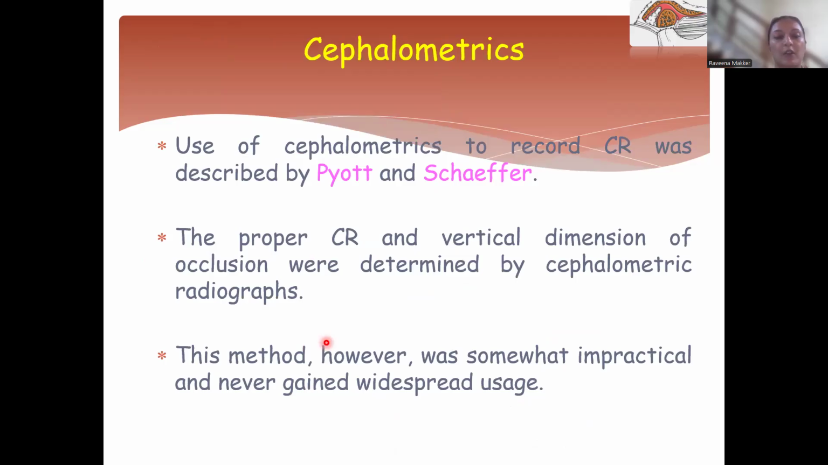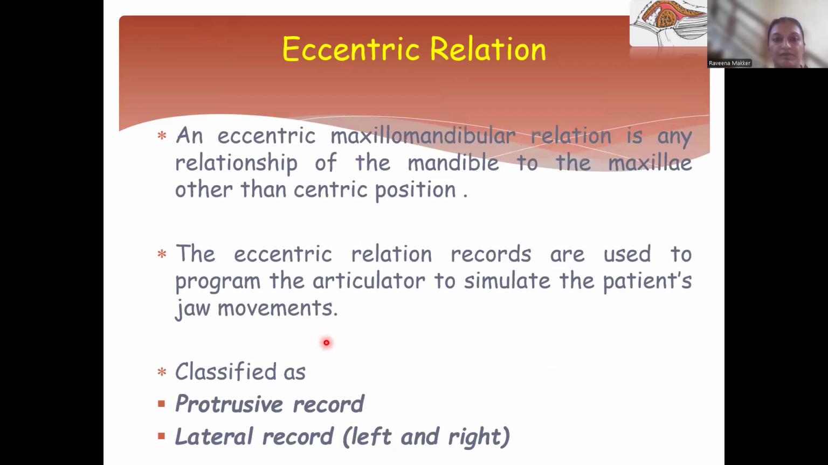Next is cephalometrics. Now, the use of cephalometrics to record the centric relation was described by Piot and Schaeffer. The proper centric relation and vertical dimension of occlusion were determined by cephalometric radiographs. Now, this method, however, was somewhat impractical and has never gained widespread usage.